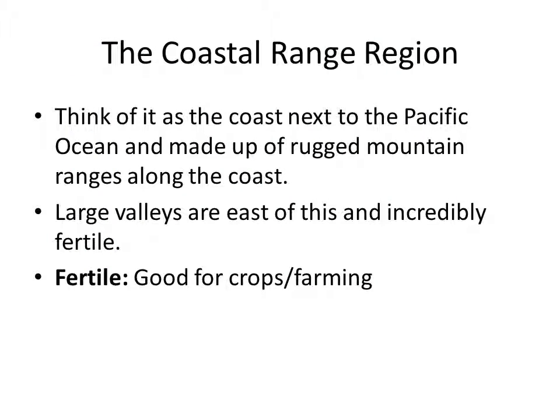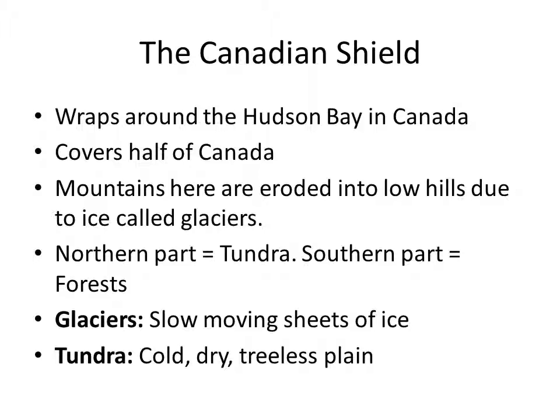The Coastal Range region. You can think of this as the coast next to the Pacific Ocean, made up of rugged mountain ranges along the coast. So this is California for you. Large valleys are to the east of this and produce a lot of crops. Fertile means good crops for farming. And to the west of it, it's a lot of ports and a lot of what you would normally expect California to look like.